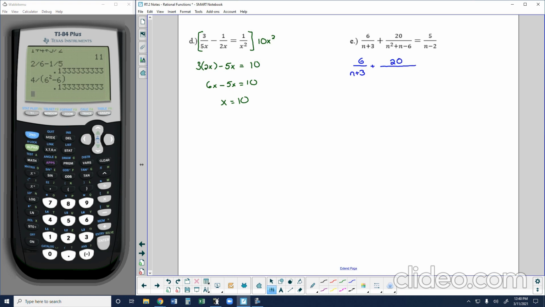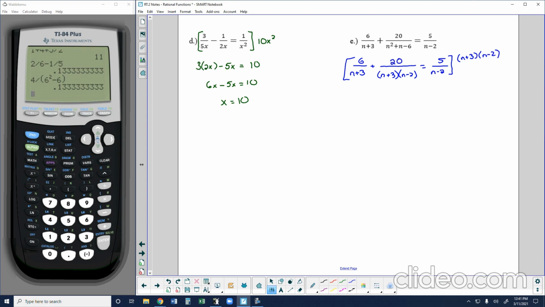Now I can compare the denominators for each of my fractions and see that all of them incorporate either n plus 3 or n minus 2. So the least common multiple would be n plus 3 times n minus 2. So I'm going to multiply every fraction by this n plus 3 times n minus 2. Again, if I multiply both sides of the equation, it's not changing the balance of the equation. So in this instance, if I multiply this first fraction here, the n plus 3's would eliminate. So I would be left with 6 times n minus 2.